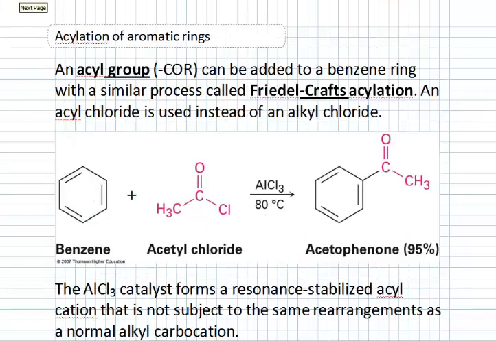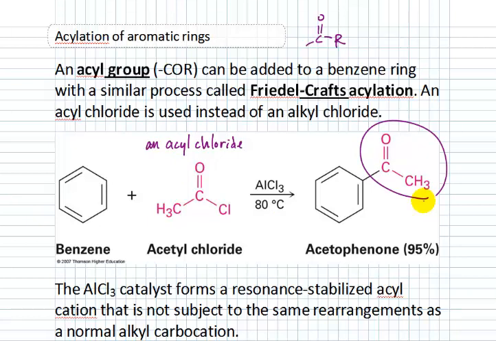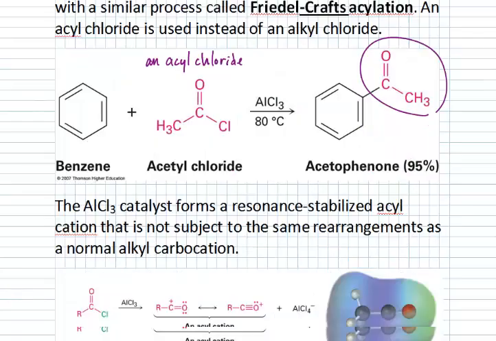Friedel-Crafts acylation, on the other hand, is usually a lot more useful to us. An acyl group, where I have C double bond O with an R attached, there's our acyl group. Very similar process to Friedel-Crafts alkylation. I have an acyl chloride. This one happens to be called acetyl chloride. It has that CH3C double bond O functionality to it. It is, in general, an acyl chloride. We can acylate the benzene ring with that same catalyst, with aluminum chloride.